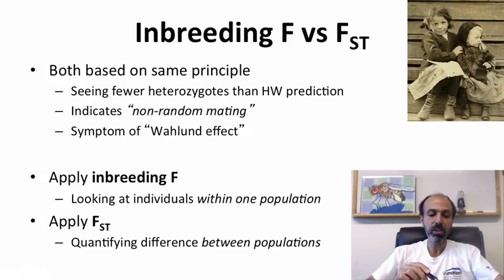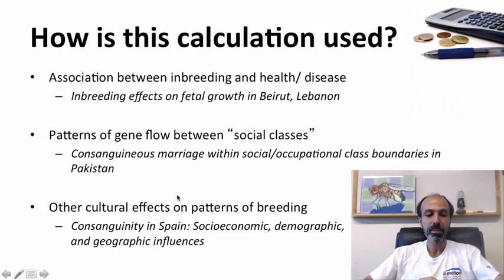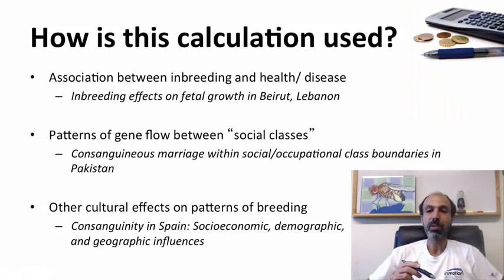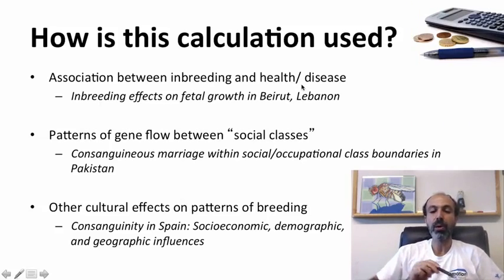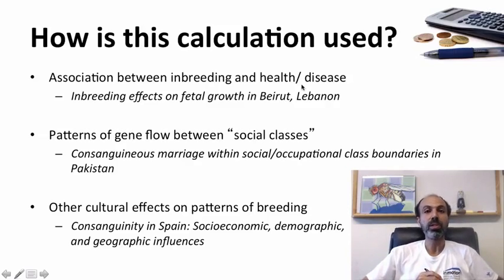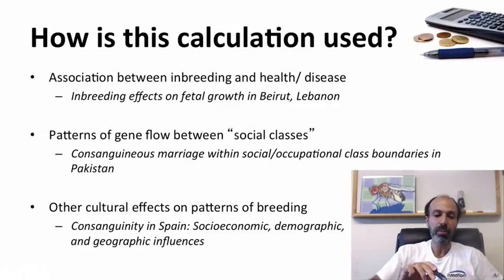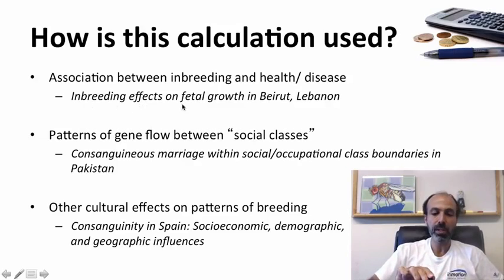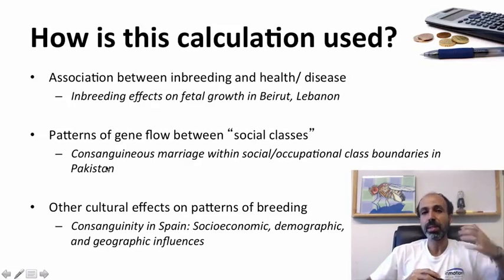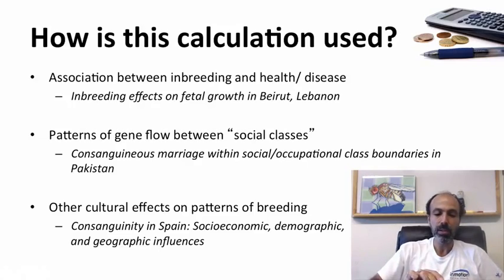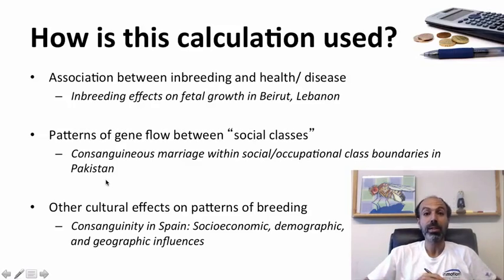So how is this calculation used, and particularly the inbreeding F? Well, I have here just a couple of examples from some recent papers that were published. These are just their titles. You can look at the association between inbreeding and health or disease. Many of you know that inbreeding is often associated with health problems. So there's one here, inbreeding effects on fetal growth in Beirut, Lebanon. You can look at patterns of gene flow between, say, social classes to get a societal implication to this. So this is marriage within social or occupational class boundaries in Pakistan and how it affects inbreeding.